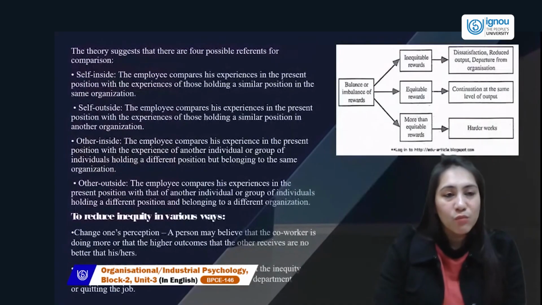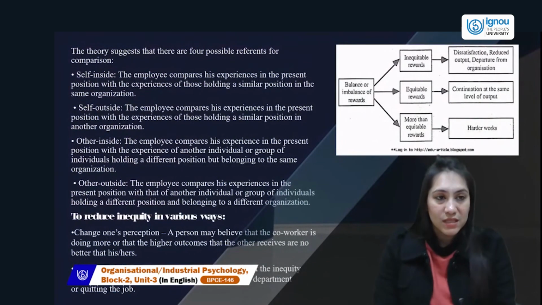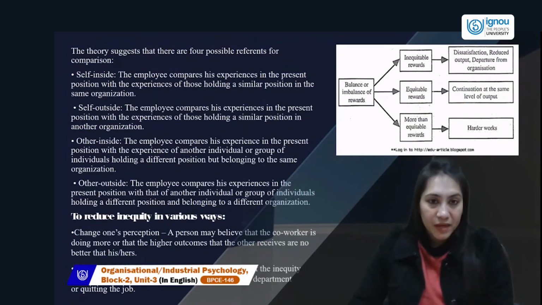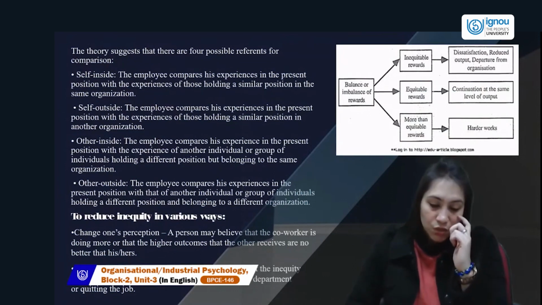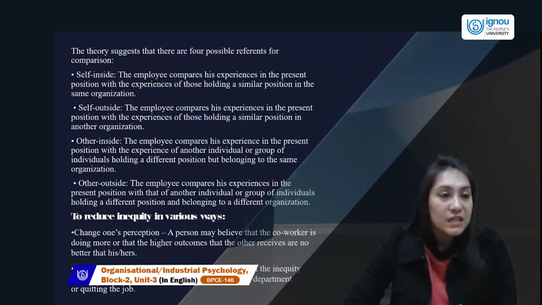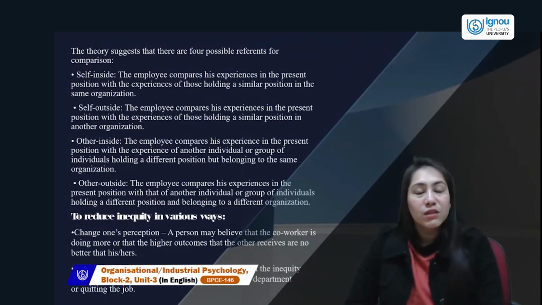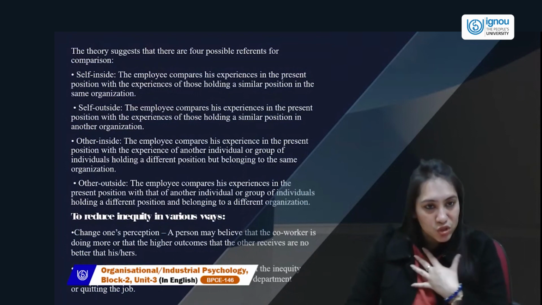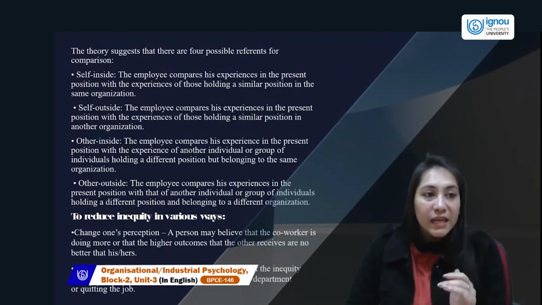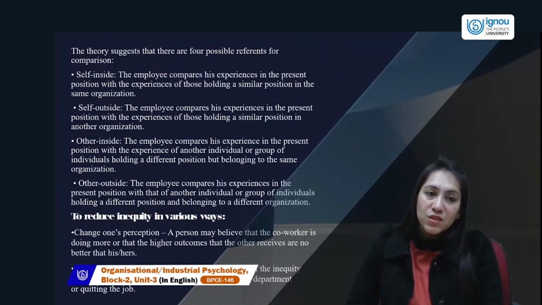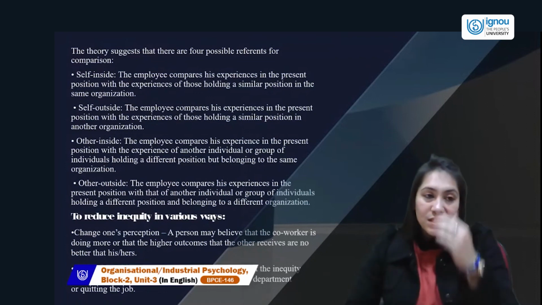Now, let's understand more about this theory. This theory also suggests that there are four possible referents for comparison. So there are four different ways that we can compare ourselves, either to look forward to equity or to inequity. First, self inside: the employee compares his experiences in the present situation with the experiences of those holding a similar position in the same organization. So this is self inside.